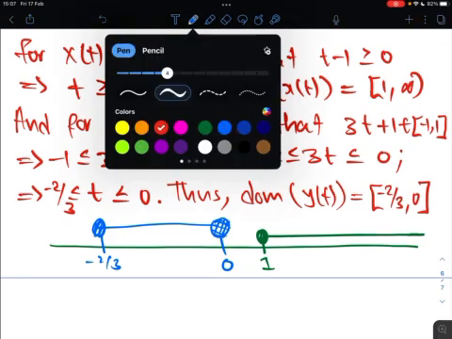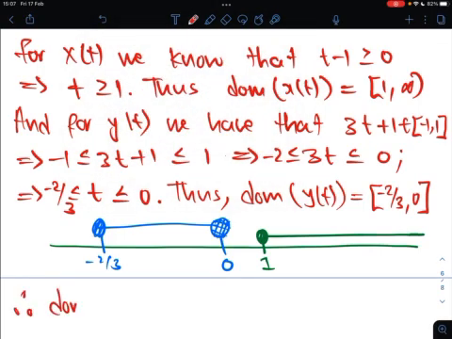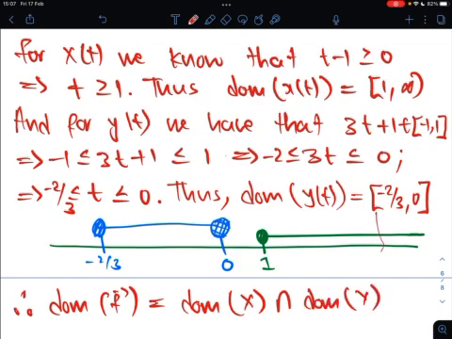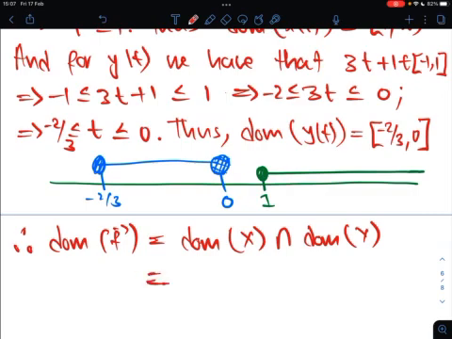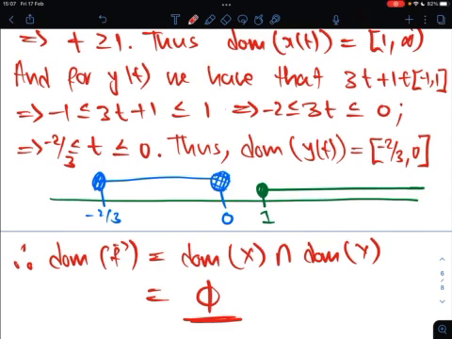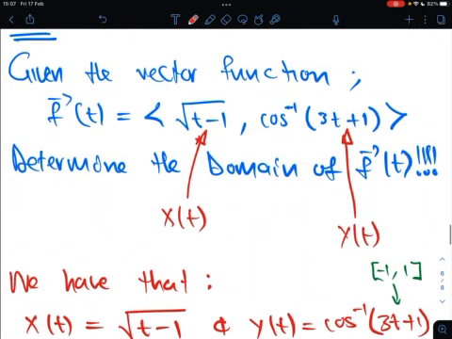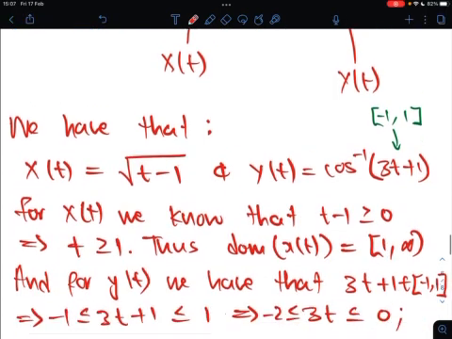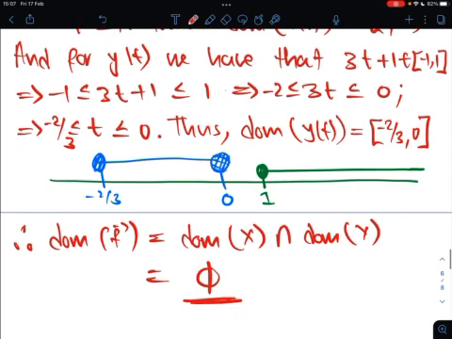Since there is no overlapping, the domain of f that we're looking for, which is the domain of x intersecting the domain of y, is the empty set, because there is no intersection. So there is no domain to this particular function. The domain is the empty set. Which means there is no number that you can take for which both these individual components are defined at the same time.